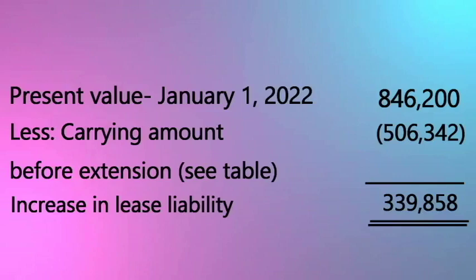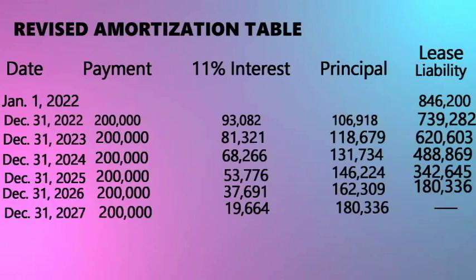So since nagkaroon tayo ng extension of 3 additional more years sa January 1, 2022, magkakaroon na rin tayo ng revised amortization schedule, which is yung 846,200 na present value ang gagamitin natin para makuha natin yung interest. So, same process sa pagkuha ng interest, principal, and panibagong lease liability each year. So, as we can see in this revised amortization schedule, hindi nagbago yung payment natin at the end of each year since hindi nga naman talaga nagbago according sa given, which is 200,000 per year pa rin.